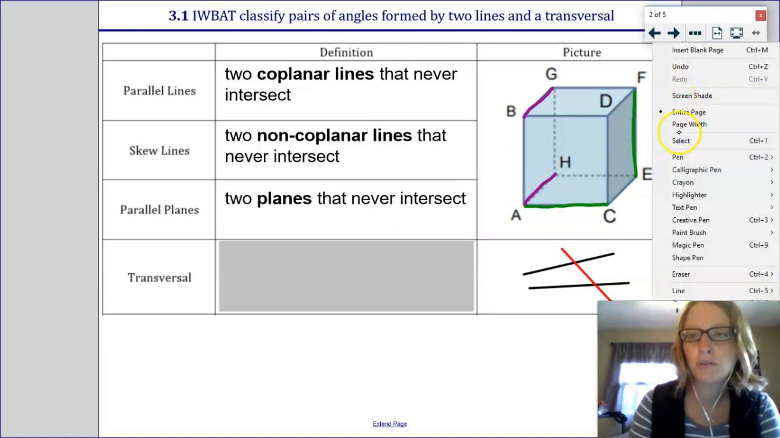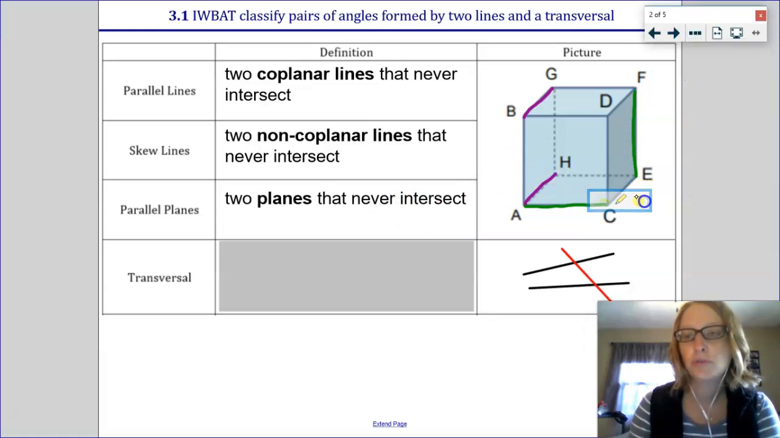So for this, I'm going to use my highlighter to show you two planes. I think the easiest two to see are the bottom of the box, which is the plane that covers points A, C, E, and H, as well as the top of the box. Those are two parallel planes. They're two flat surfaces that are never going to touch or intersect.